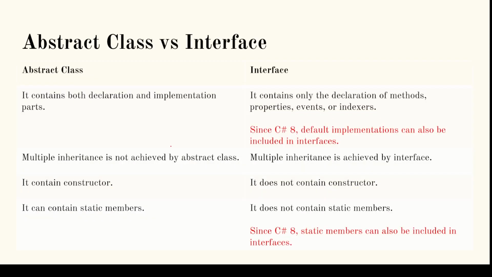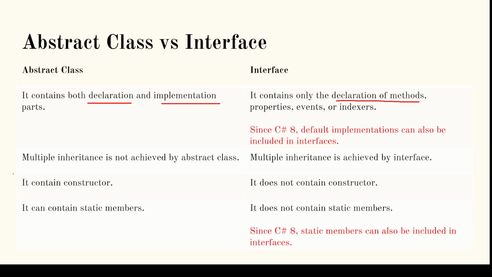Now let's see some of the differences between abstract class and interface. An abstract class contains both declaration and implementation parts. So it is possible in an abstract class to have non-abstract methods and abstract methods also. That's why we can have declaration and implementation in abstract classes. In an interface, we can only have declarations of methods, properties, events, and indexers. But as part of C# 8, we can also have a default implementation in an interface.